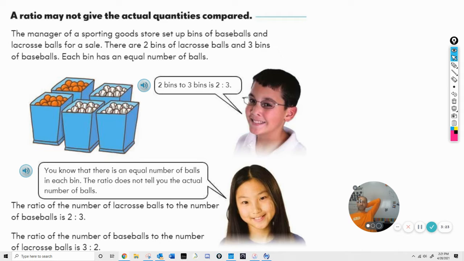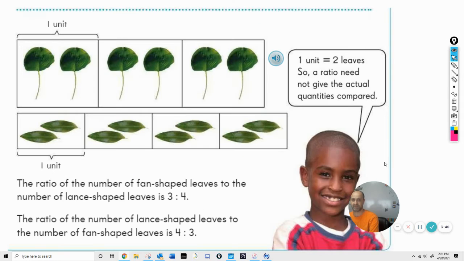And since there's an equal number of balls in each bin, we've got a ratio of the balls to each other too. There are 2 lacrosse balls for every 3 baseballs, or there are 3 baseballs for every 2 lacrosse balls. Do we know how many baseballs and lacrosse balls there are? No. 3 and 2 bins worth. Okay? In that case, you can break things down into units.